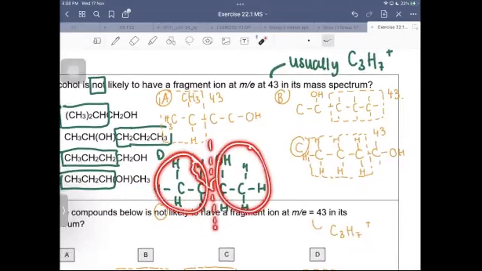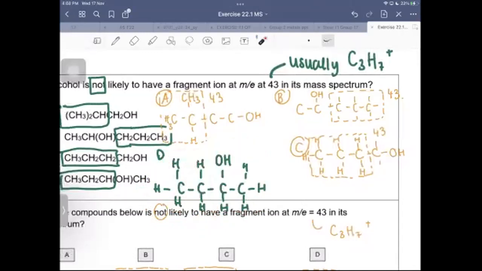So there is no way for you to get a fragment of 43 in molecule D. Remember, fragmentation or the breaking of the bond usually occurs on the carbon-carbon bond, okay? So you cannot do this. That means you are breaking a C single bond O, okay?